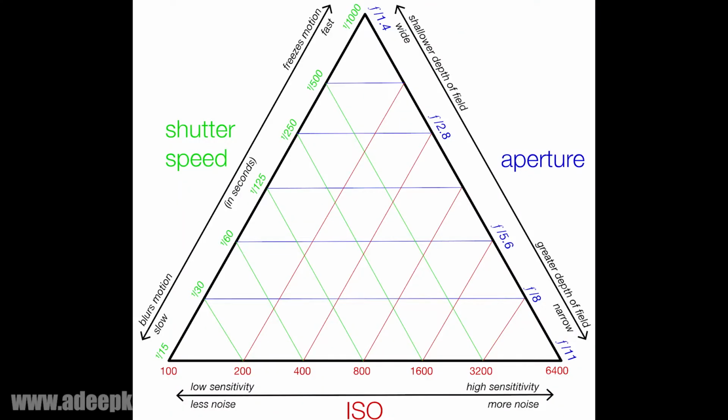So let's start by understanding the exposure triangle. A beginner's mistake every photographer makes is to use the camera in the automatic mode. So you shouldn't do that. You should be using the manual mode. To start using the manual mode, let's understand the three components of the exposure triangle. That is the aperture, the shutter speed, and the ISO.